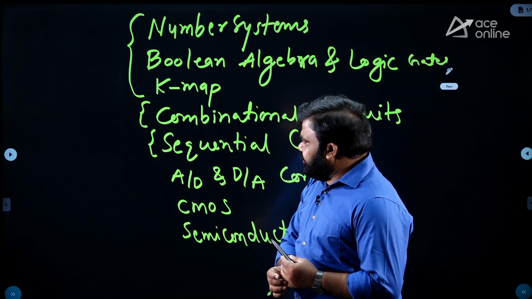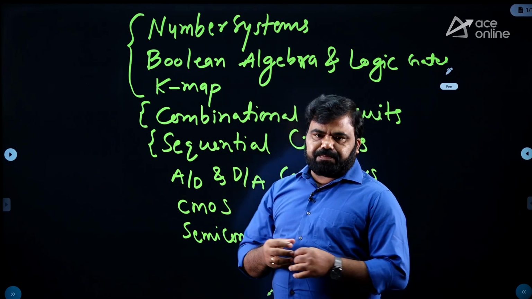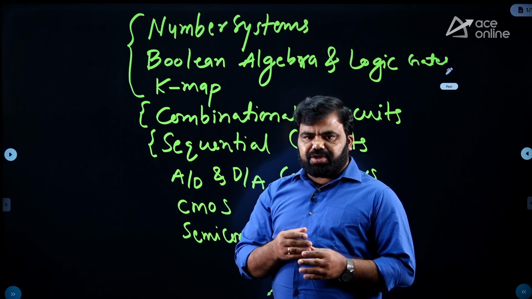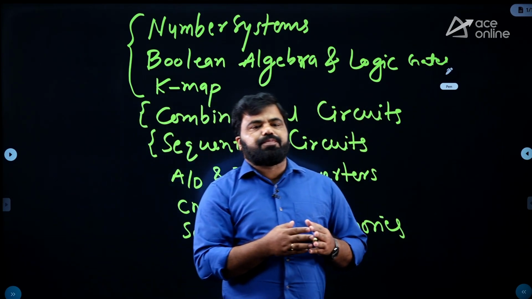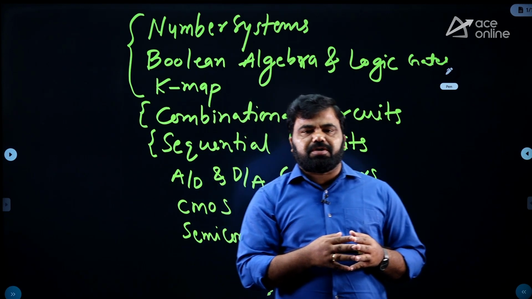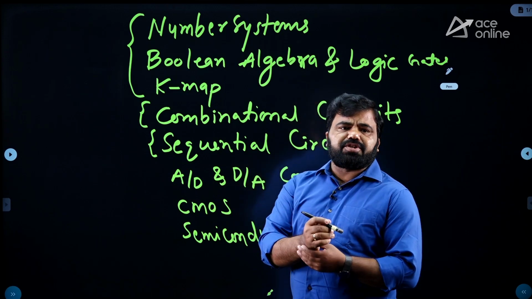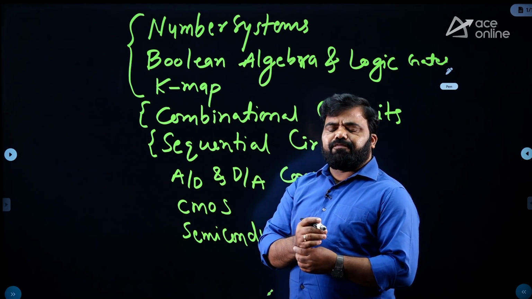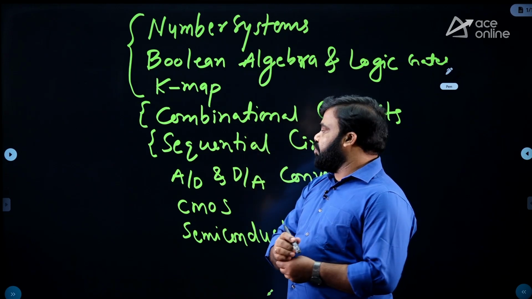So after this, FSM, Mealy-Moore machine implementations, and what is the minimum number of flip-flops required to implement an FSM. This type of question we have frequently been getting from sequential. Minimum 4 marks, maximum 6 marks we have been getting from only sequentials.